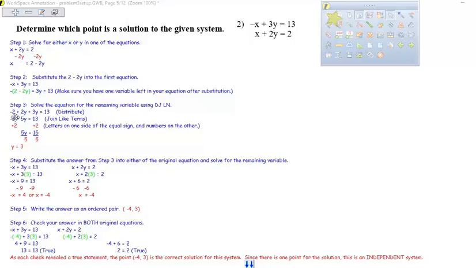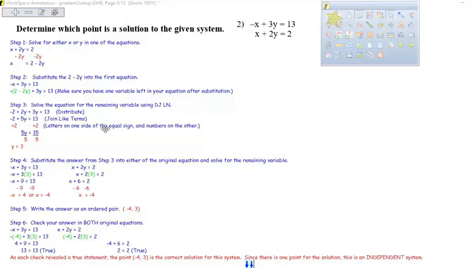So I'm showing that here. So we get negative 2 plus a positive 2y plus 3y equals 13. That's my distribution of that negative sign from up here. And then we're going to join our like terms. So I'm going to put the two y's together. So I'm going to get 2y plus 3y gives me the 5y.